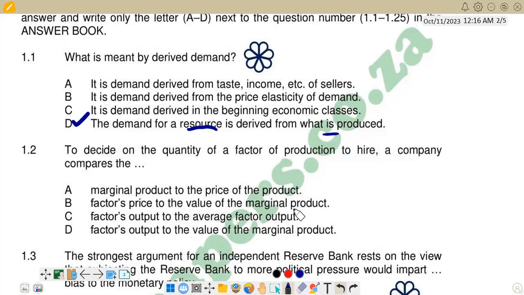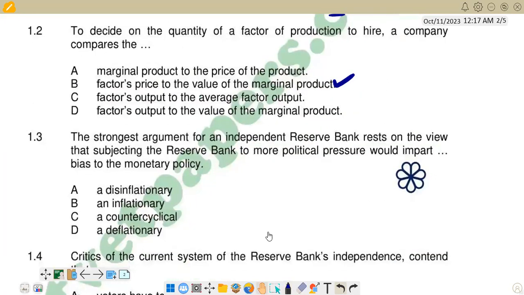So marginal product basically is the output that we are going to have after an additional unit has been added. That is marginal. So whenever there's an additional unit that has been added, then we look at the output that will come out from that additional unit, which is 1 unit. Then we say it's marginal product. So if we compare the two, it will help us decide on the quantity of a factor of production to hire. So B becomes the most appropriate. Then we go to the next one. The next one is 1.3. So if you look at 1.3, 1.3 is saying the strongest argument for an independent reserve bank rests on the view that subjecting the reserve bank to more political pressure would impart bias to the monetary policy.